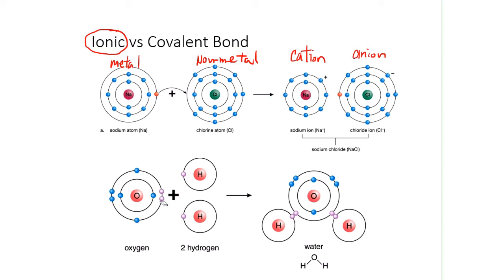On the other hand, we can have a non-metal and non-metal coming together. In non-metal and non-metal, rather than a transfer of electrons, they have a sharing of electrons. Here we have the oxygen sharing electrons with the hydrogen, and the sharing of electrons creates what's called a covalent bond.